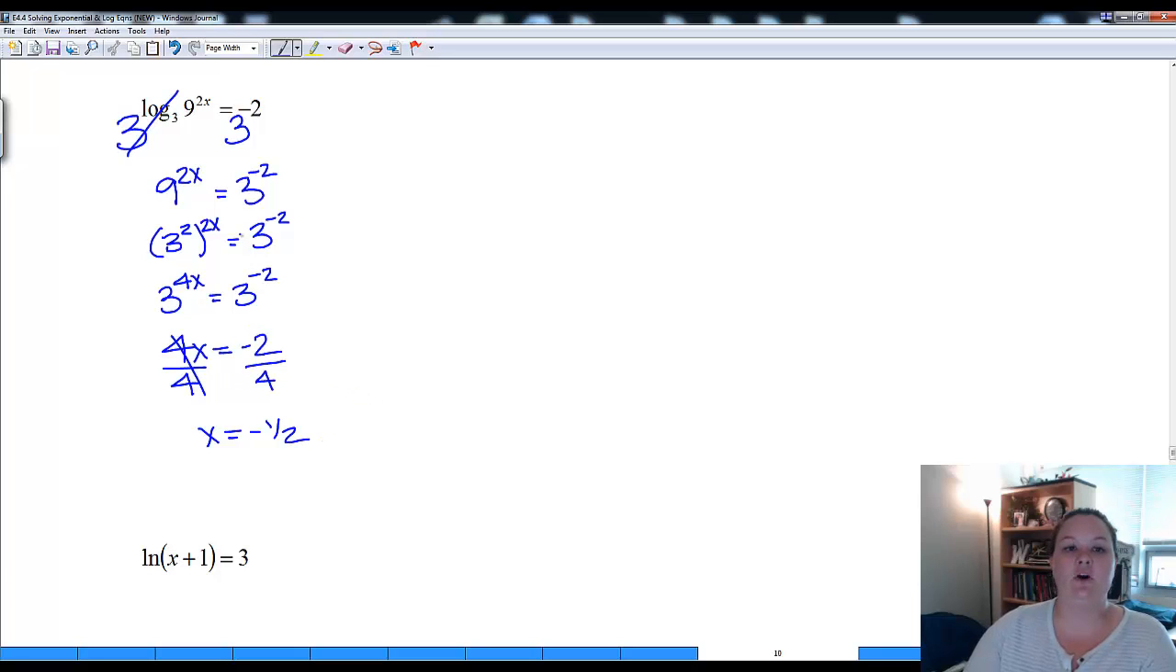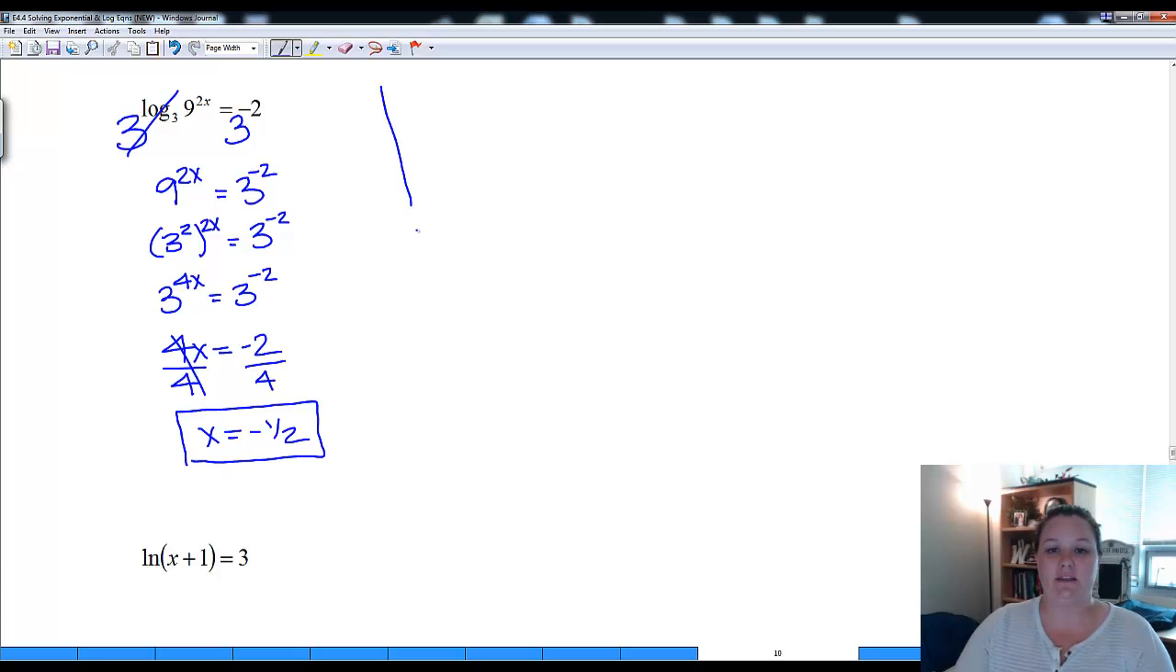Okay. Now notice my x is coming from the exponent inside here. And exponents can be positive, negative, or 0. Even though it's inside the log, it's not the value inside the log, it's an exponent. So I actually don't have to check my answer here. Okay, so that's one way of doing this, but I actually want to show you the other way.